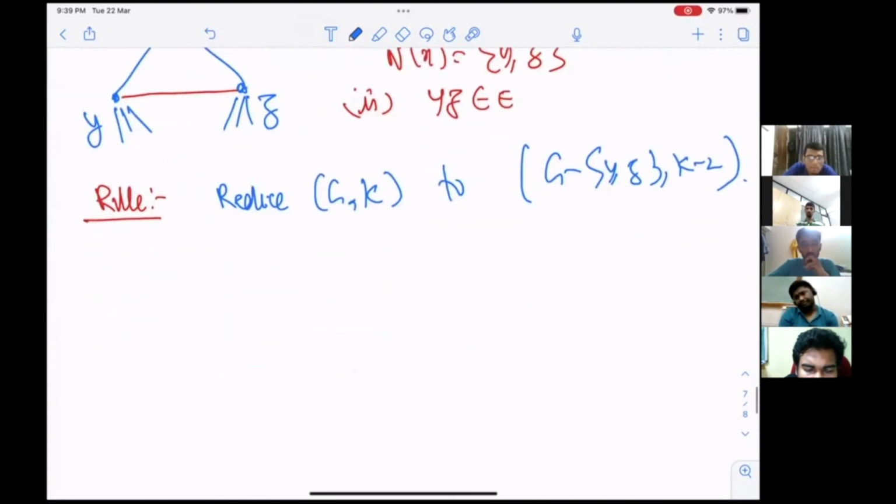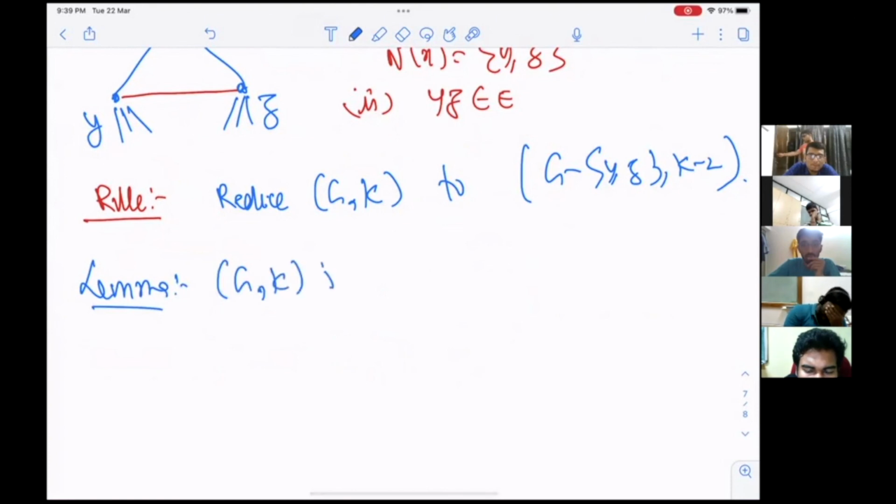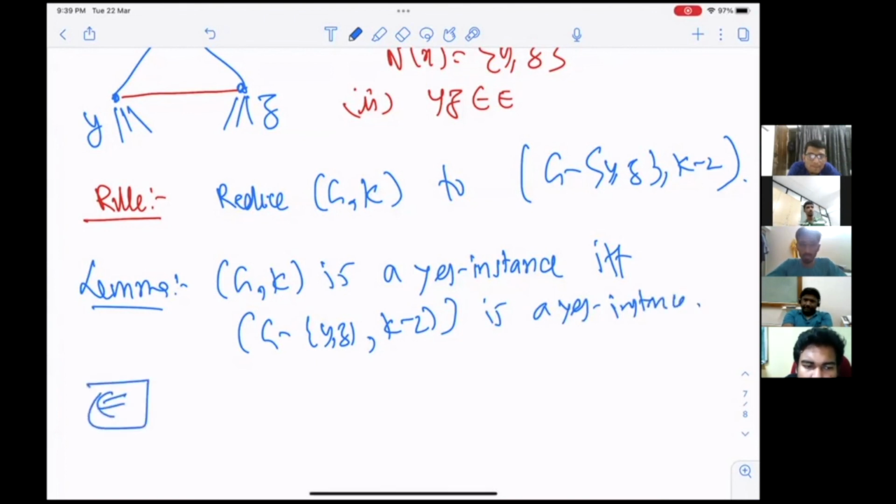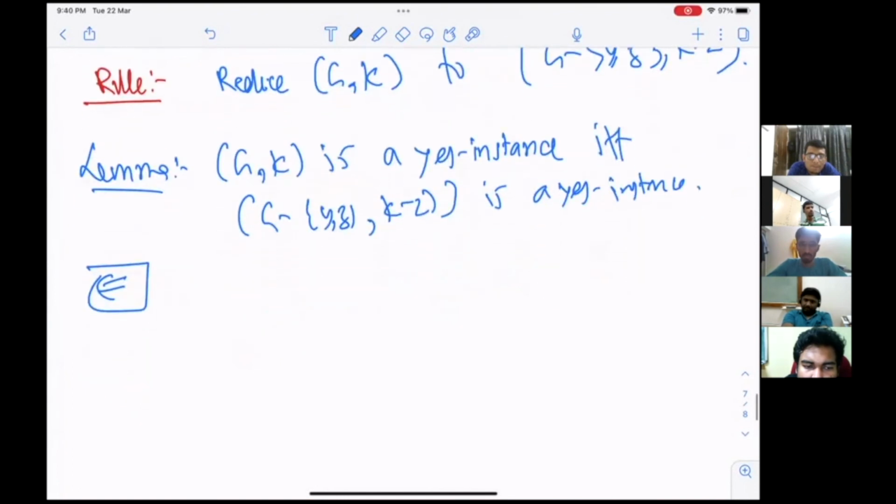Now we need to prove this. So what is our claim, or the lemma? (G, k) is a yes instance if and only if (G minus {Y, Z}, k minus 2) is a yes instance. So let me prove the reverse direction, which is easier.